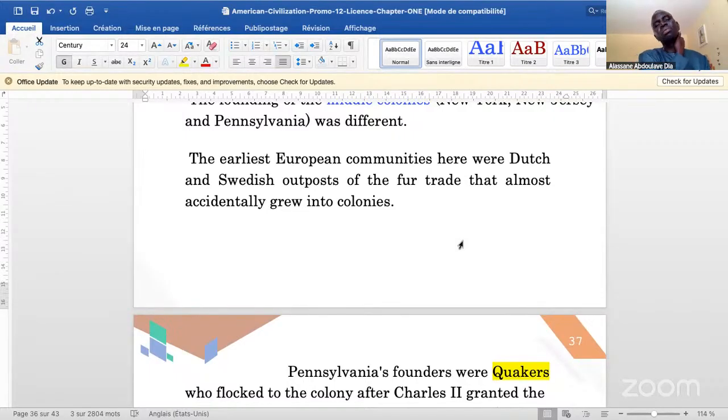Why? Because the earliest European communities here were Dutch and Swedish outposts of the fur trade that almost accidentally grew into colonies. Because here there was a kind of fur trade.